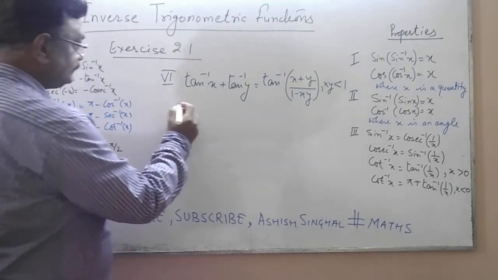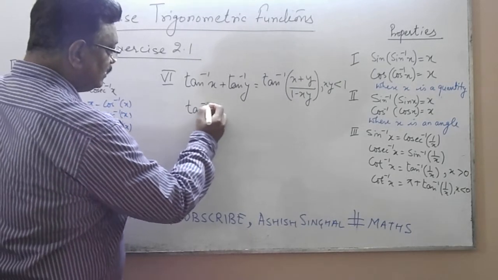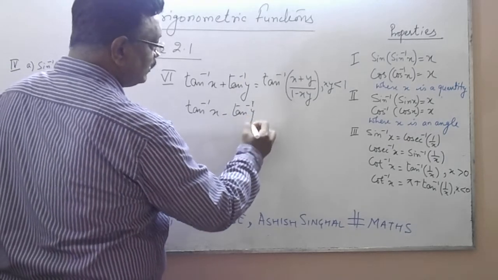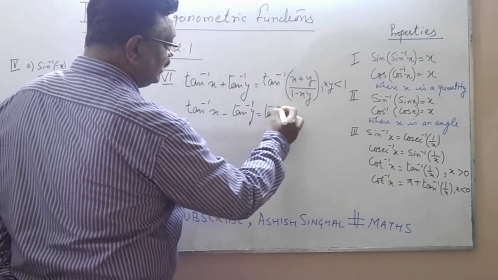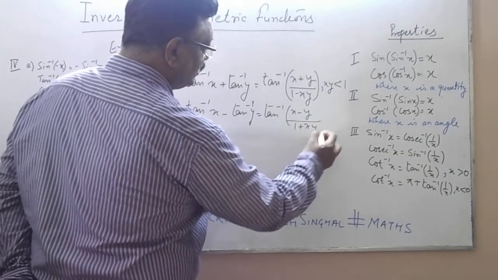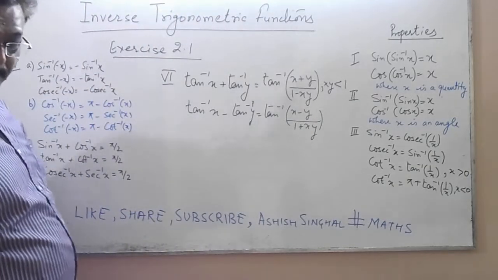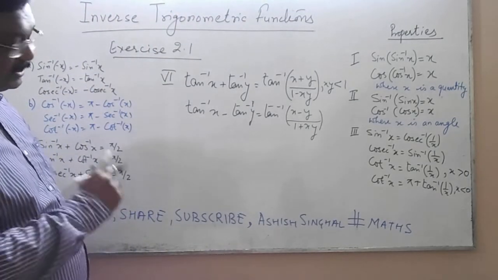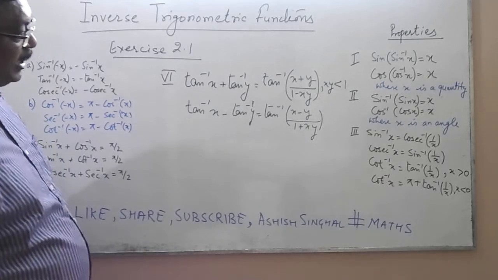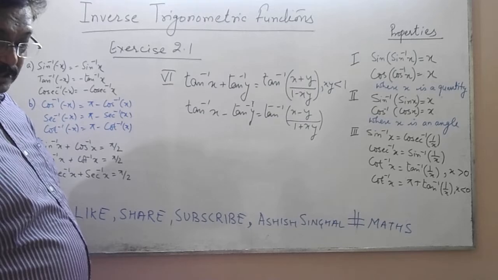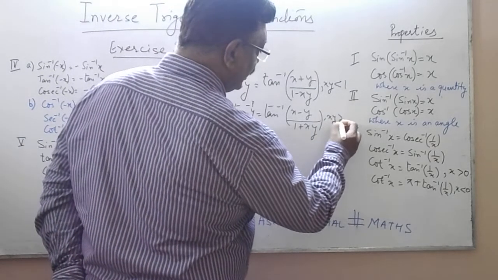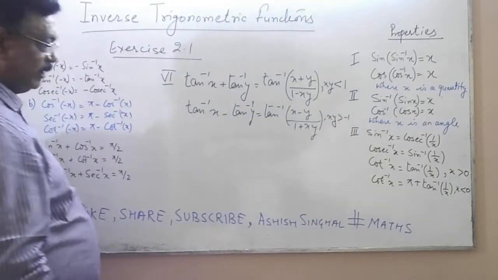The second one, tan inverse x minus tan inverse y is tan inverse of x minus y upon 1 plus x into y. I repeat, tan inverse x minus tan inverse y is equal to tan inverse of x minus y upon 1 plus x into y, where x into y is greater than minus 1.